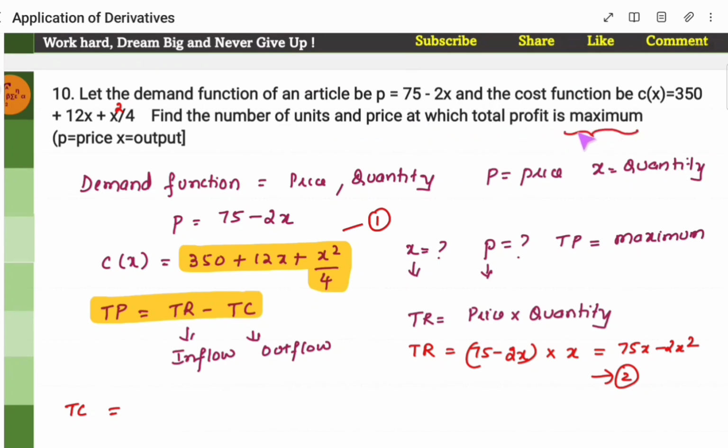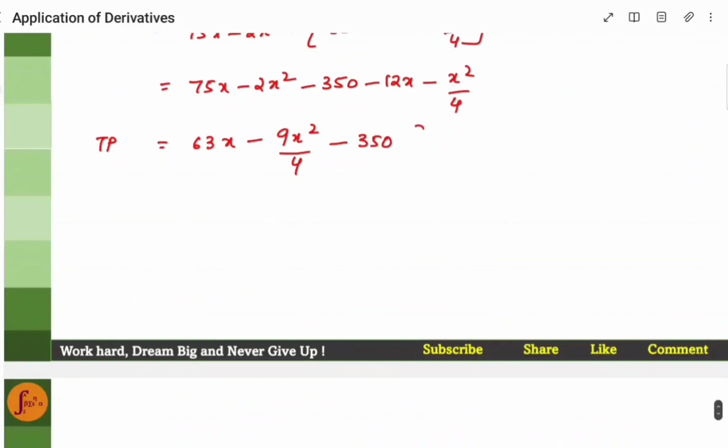I told you, right? Whenever you see the word minimum or maximum in the problem, differentiate. What should you differentiate? Total profit, because what should be maximum? Profit. So differentiate profit. You can call this the profit function. Now you differentiate total profit.